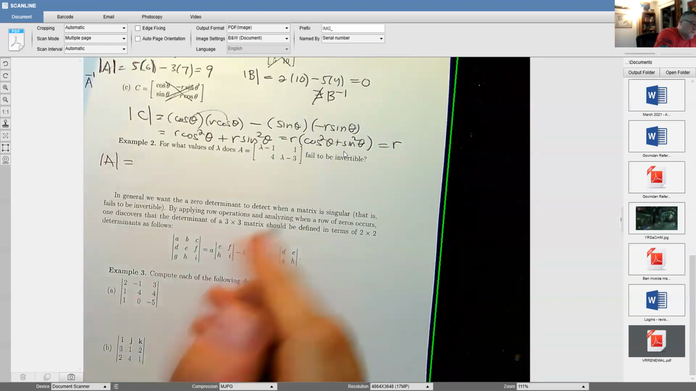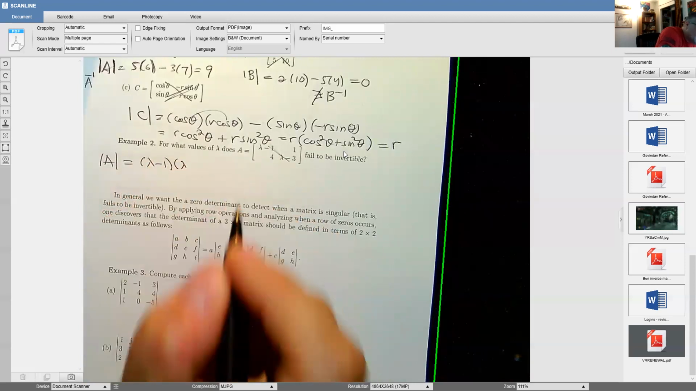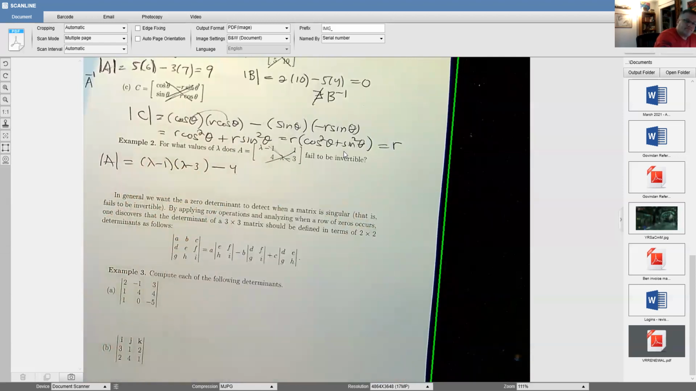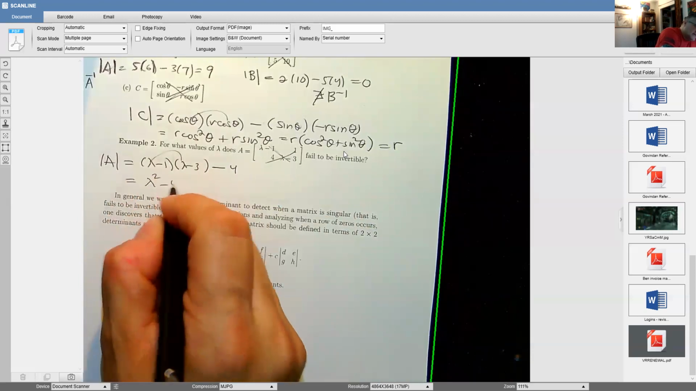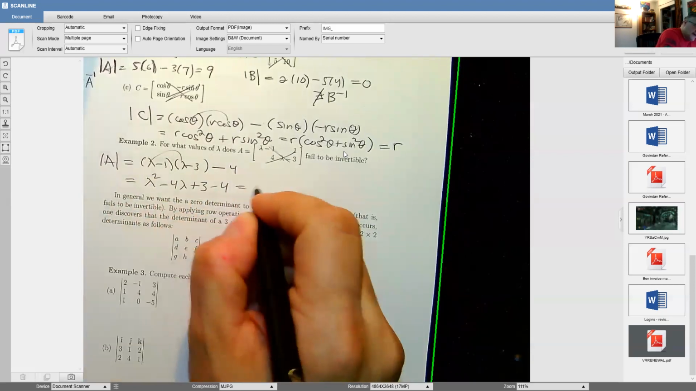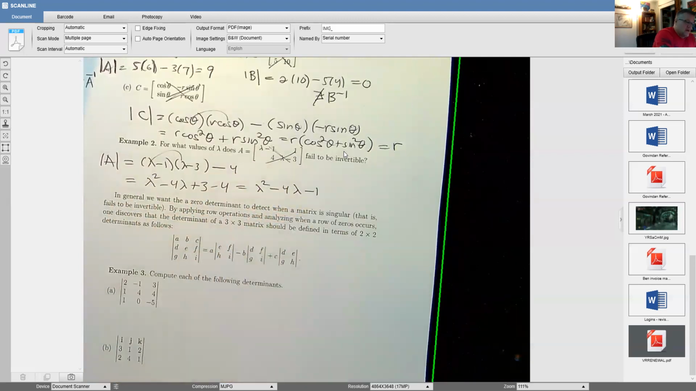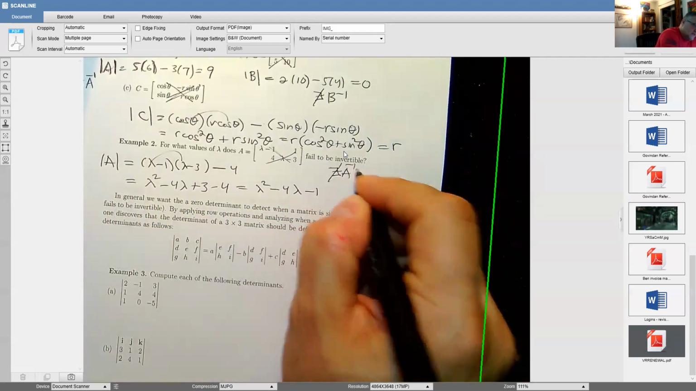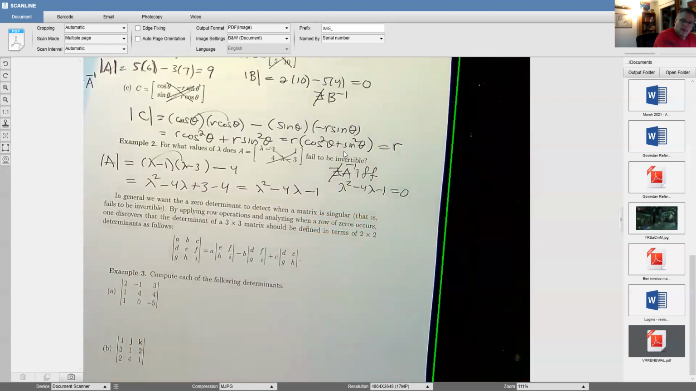So the determinant of A, you multiply down this way. So you have lambda minus 1 times lambda minus 3, minus multiply up that way, minus 4. And let's simplify that. We can FOIL that out. So first, outer, inner, last. Right, you get that. And so if you add the negative 4 and 3, you get that guy. So the claim is there is no inverse if and only if that expression is equal to 0.